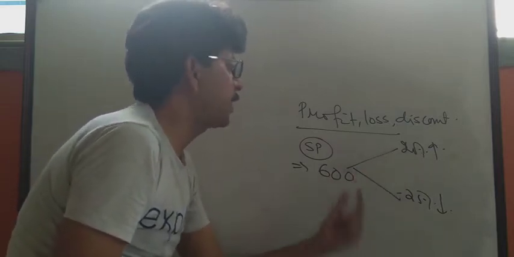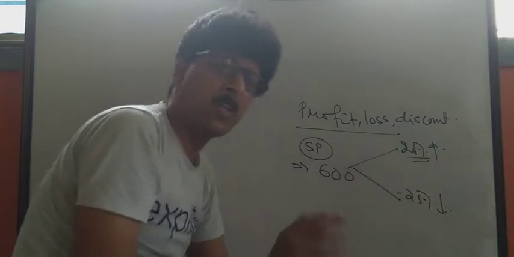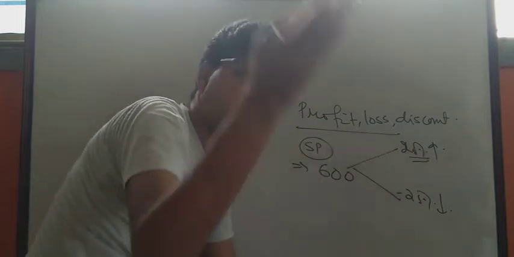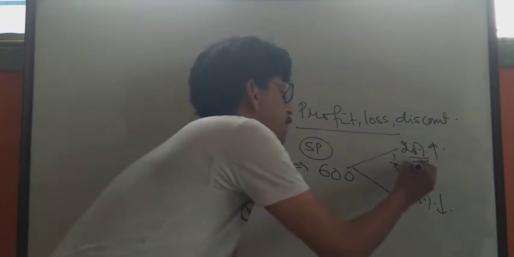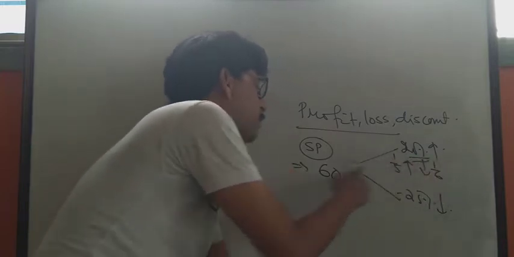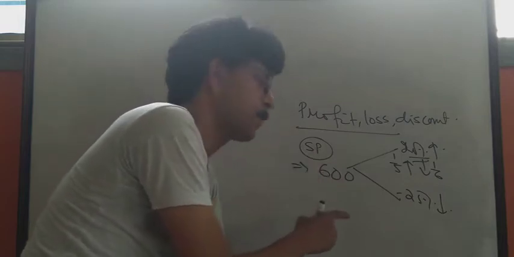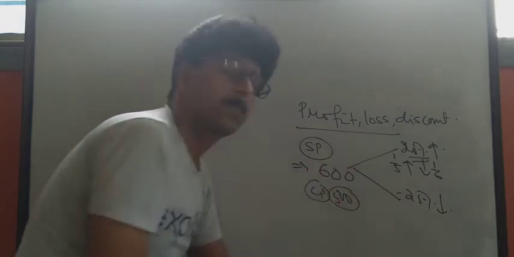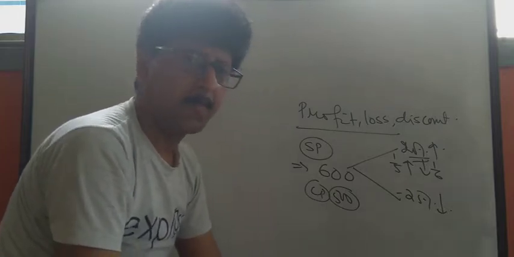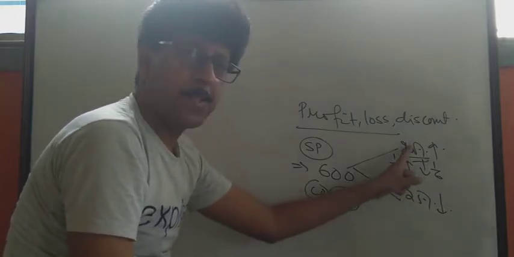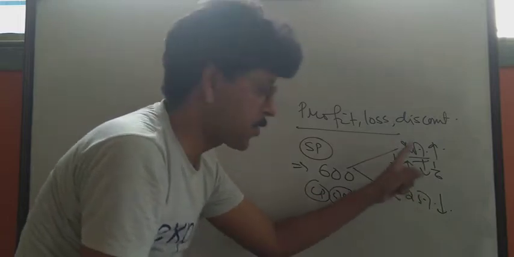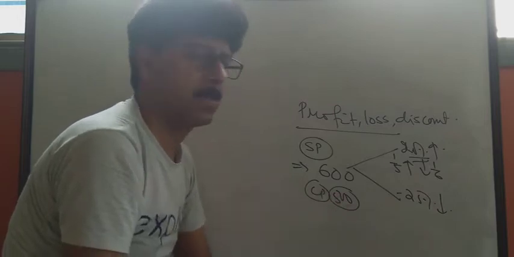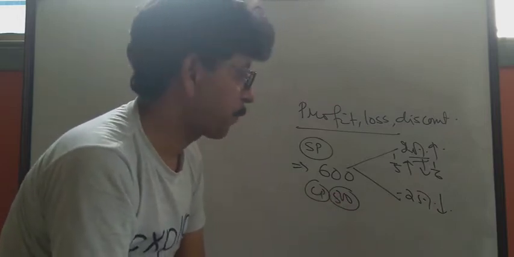Now again we are not going to use any formula, just a simple concept. 20% profit. Profit means more. So 1 by 5 up means 1 by 6 down. 1 by 6 of 600 is 100 rupees down. So cost price is 500. No other formula, nothing. Profit means more, so 1 by 5 more means 1 by 6 down. 1 by 6 of 600 is 100 rupees down. Right. And 100 is the profit.